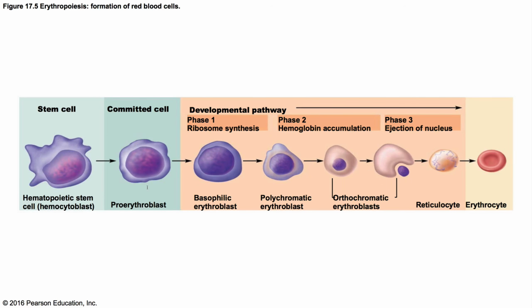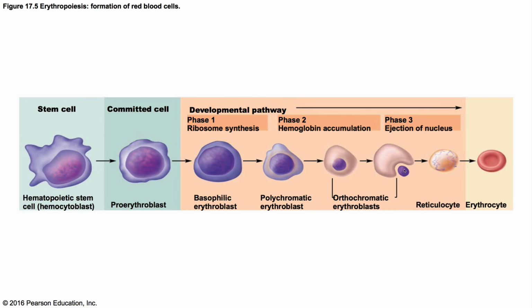Now, this proerythroblast will then differentiate into a basophilic erythroblast, or an early erythroblast. And over here, remember what's happening: lots of ribosomes are being produced. Next, it will turn into a polychromatic erythroblast. Over here, we're starting to get an accumulation of a lot of iron, in addition to lots of hemoglobin being produced. Next, this late erythroblast will turn into an orthochromatic erythroblast. What's happening over here is that the cell is starting to break down all the ribosomes, in other words the machinery. And as you can see here, the nucleus starts to get degraded and gets ejected from this cell.